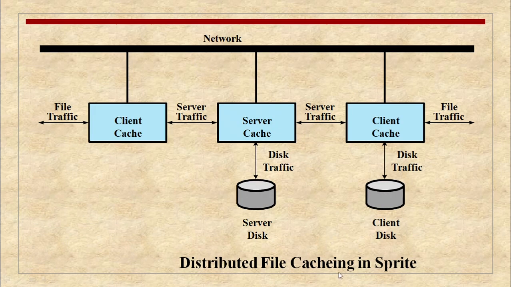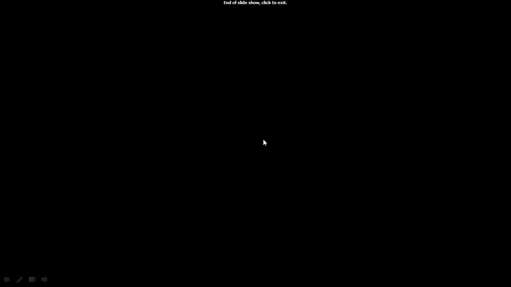So in this distributed file cache in Sprite, there will be a network, so the file traffic will be there between the client and the server. The server traffic will be there, and the disk traffic, this is the disk traffic. So distributed file caching is provided in this. Throughout, the relevant data will be stored in the cache, and it will be provided through this. Thank you.